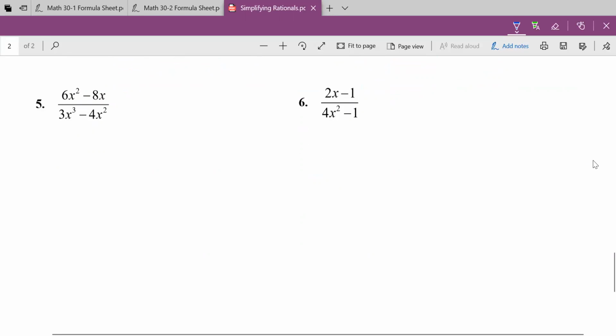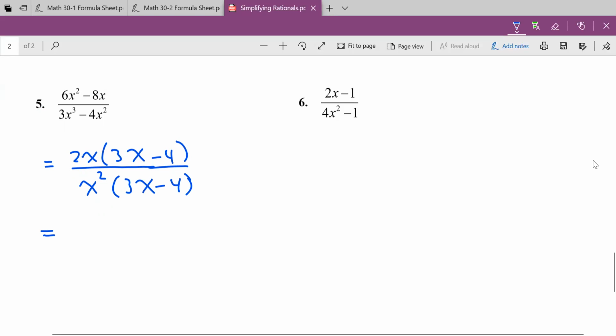Now, I see binomial over binomial here. So what I'm going to search for here is factoring the numerator and the denominator again as two separate questions. Numerator, greatest common factor is 2x. And what will we have left? 3x minus 4. From the denominator, greatest common factor looks like just x to me. Oh no, x squared. What will we have left? 3x minus 4. Okay, friends, I know I'm doing this question right because I see binomial factors that I'll be able to divide out. Keep simplifying.